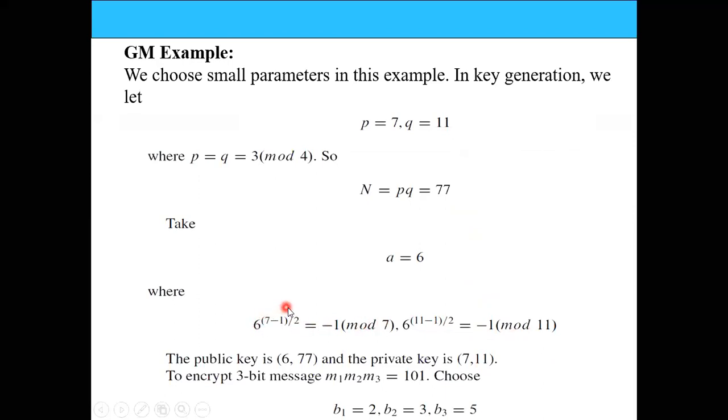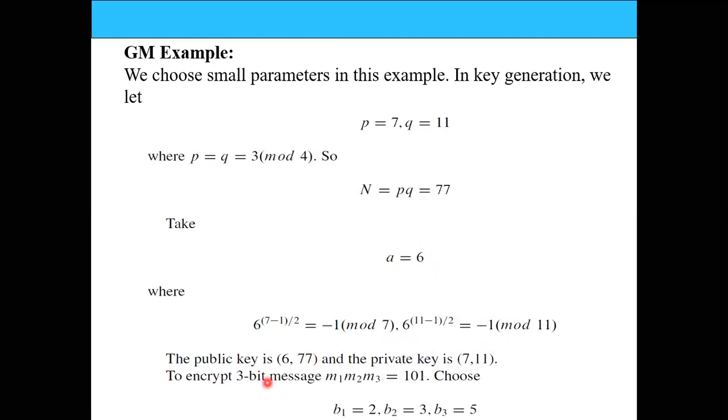Here, after dividing this result by 7, you get 6, which is one less than 7, so I put it as minus 1. If you take 6 to the power 5 mod 11, you get 10, which is one less than 11, so again you get minus 1. In that case 6 is basically a quadratic non-residue. So the public key is 6 and 77, and the private keys are 7 and 11.